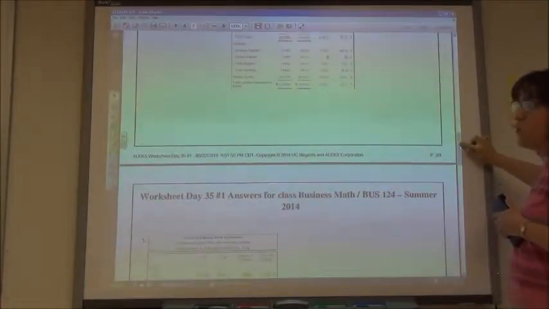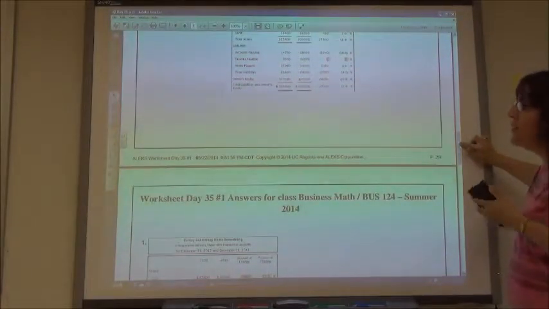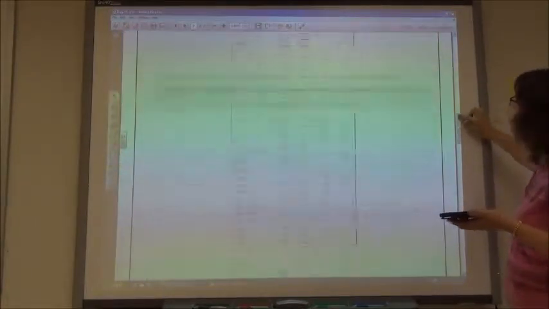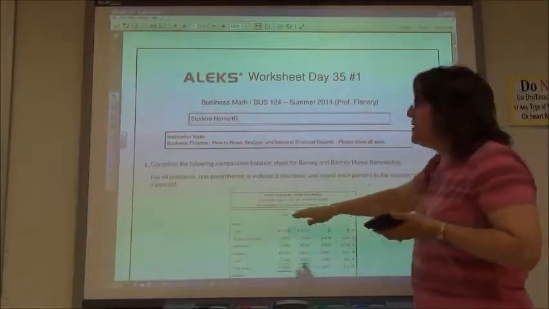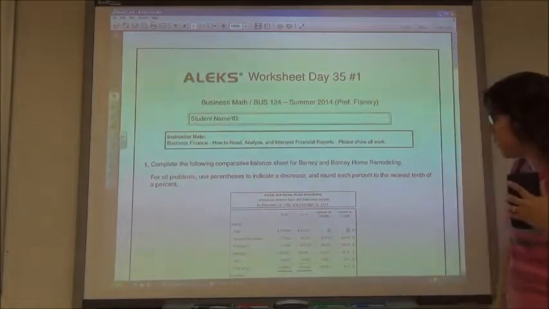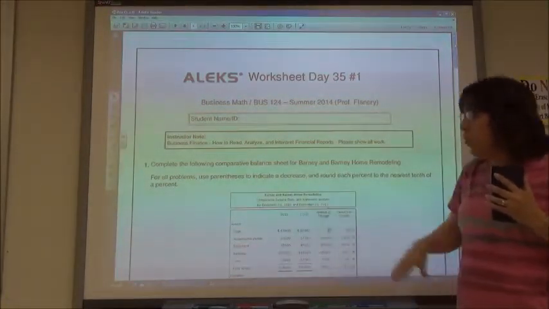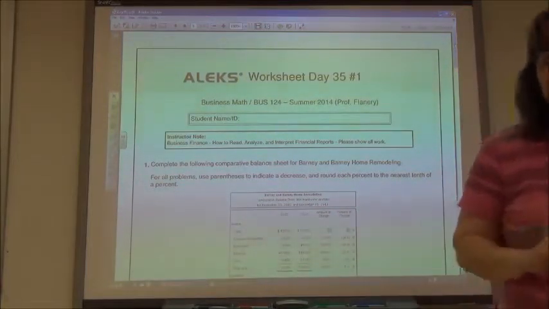And that's the end of homework day 35. Because those tables were big, it only let me do one kind of question, so just one topic there on homework day 35. Again, it's under the business finance, how to read, analyze, and interpret financial reports. You can look for that comparative balance sheet with a horizontal analysis and see if you have that one on your pie chart.